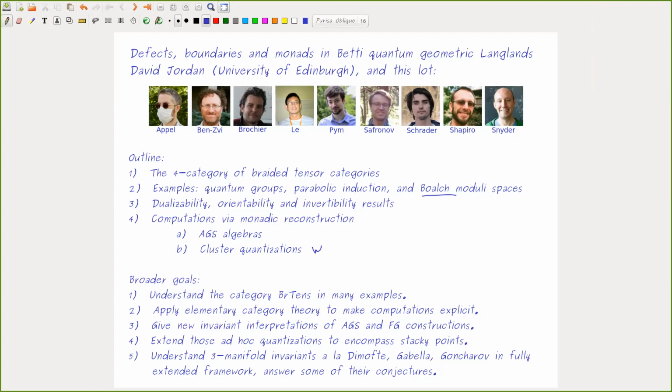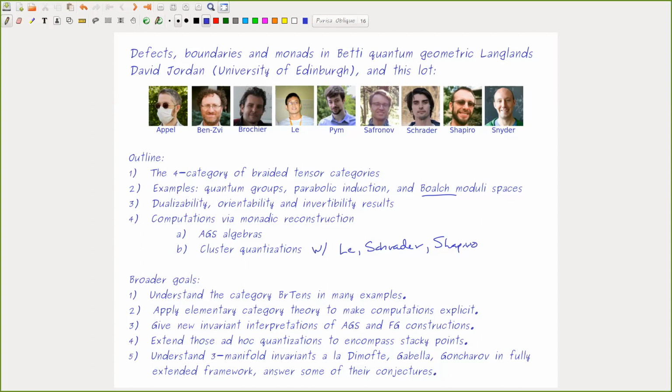This is with Ian Ley, Gus Schrader, and Sasha Shapiro, which gives a sort of new point of view on cluster quantization as it was sort of created by Fock-Goncharov and studied by many people within the framework of fully extended topological field theory.